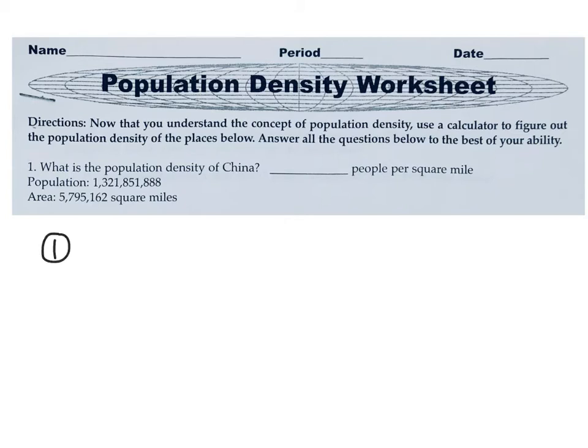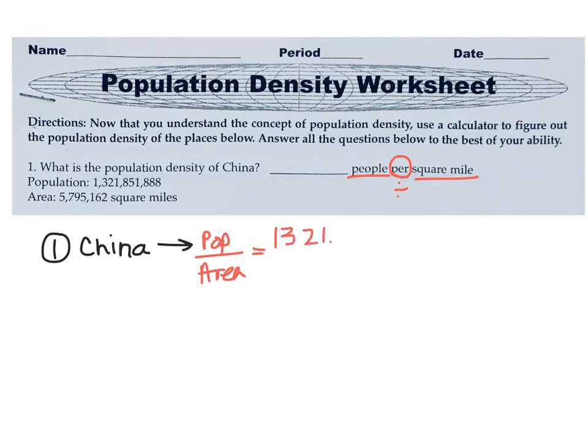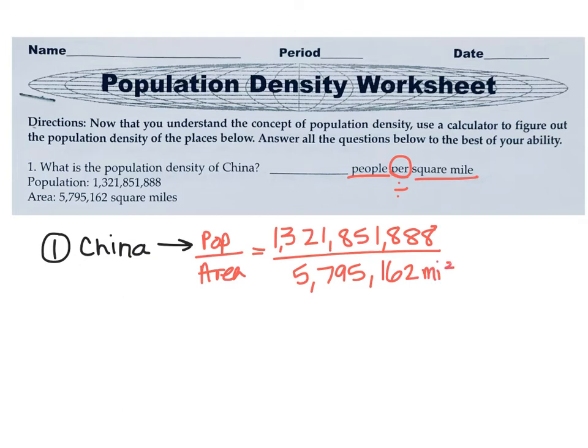So the first thing I'm going to do is, I know I'm talking about population density. I'm going to list that I'm talking about China, because this worksheet's going to talk about a few different places. All right, so the question is, what's the population density? And they even tell you in the answers, it is people per square mile, and per means division. So I'm just going to do people. I'm going to do the population divided by the area, because area is square miles. So the population is 1,321,851,888 divided by 5,007,951.62 miles squared. What will be very helpful for you is if you write out these units, because your answer needs to have units in it. So we're going to divide those 2 numbers.